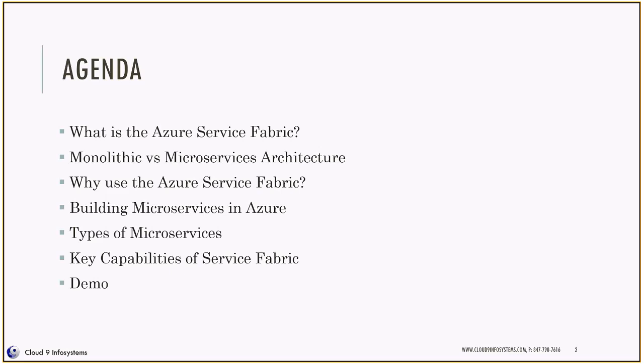We'll look into what are the different options available for building microservices in Azure. We'll talk about the different types of microservices and then summarize all the capabilities of the Azure Service Fabric, what it brings to the table. And lastly, we'll follow it up with a small walkthrough of a .NET application, which is being hosted in the Azure Service Fabric. So starting off, what is the Azure Service Fabric?